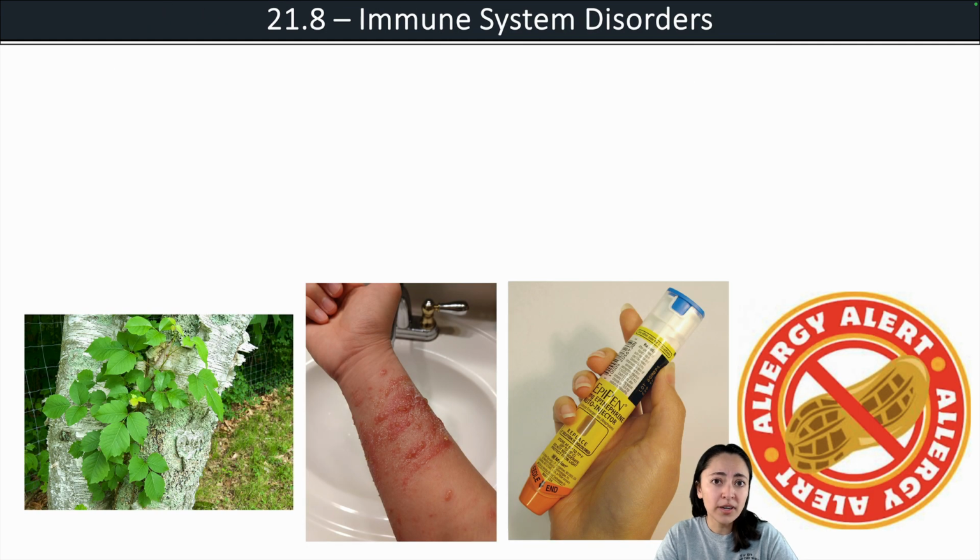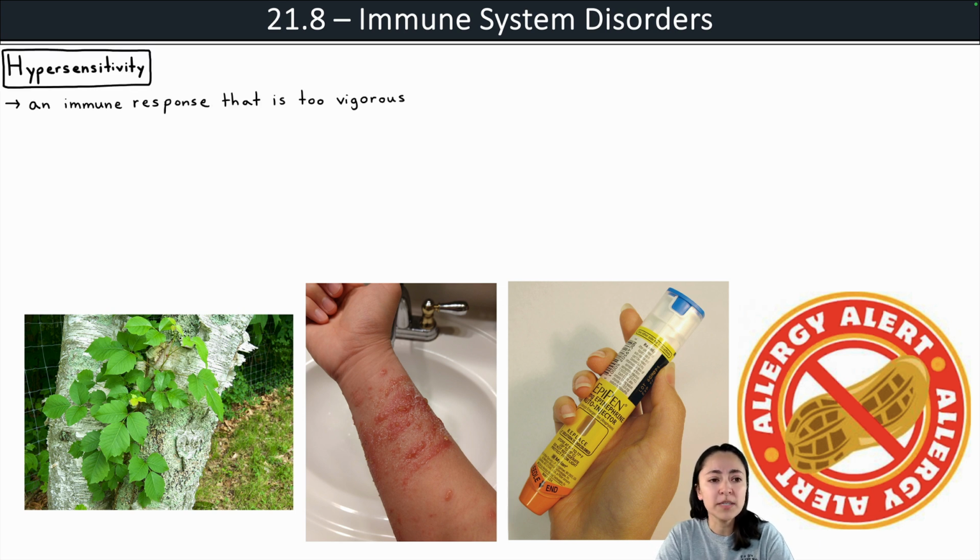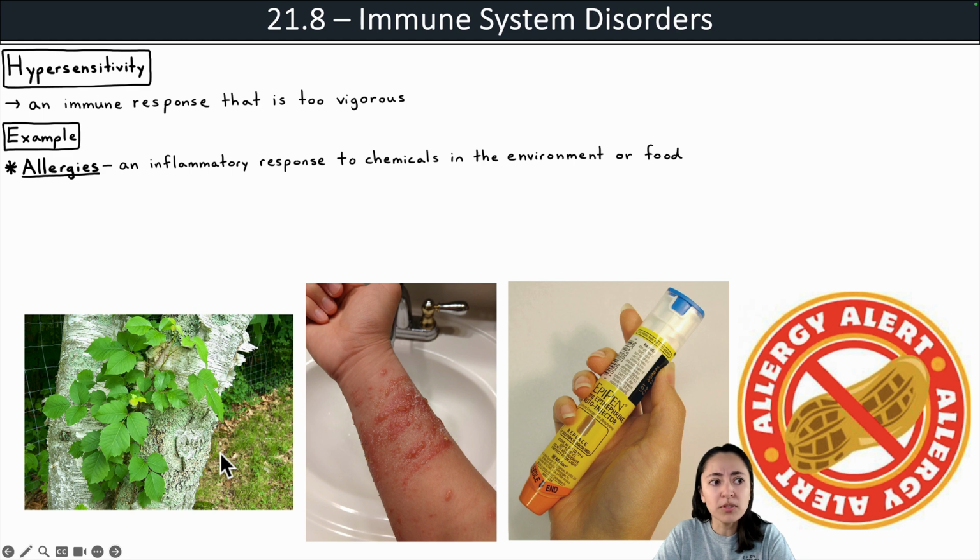The last thing we're going to look at in this lecture video are immune system disorders. Hypersensitivities are an immune response that is too vigorous. Hyper means higher, so your body is too sensitive to a certain antigen. Examples of hypersensitivities include allergies. Allergies are actually an exaggerated inflammatory response to chemicals in the environment or food.